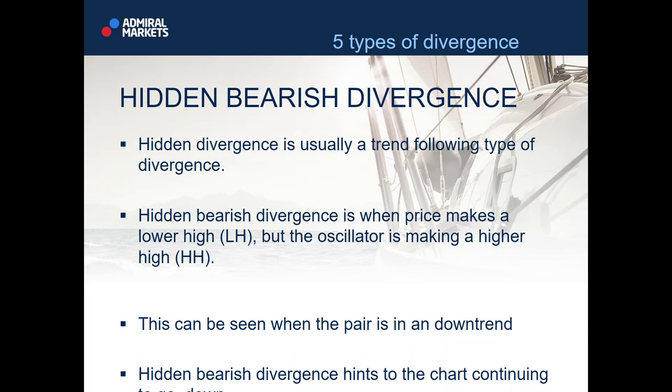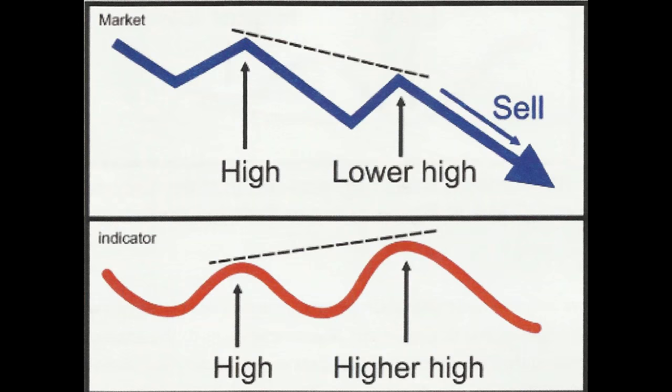Hidden bearish divergence tells us that the price will go down. It happens when price makes a lower high and the oscillator is making a higher high. It looks like this.